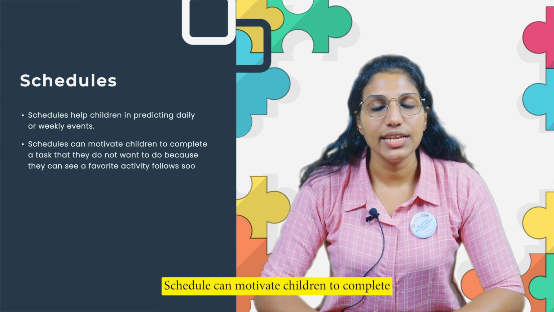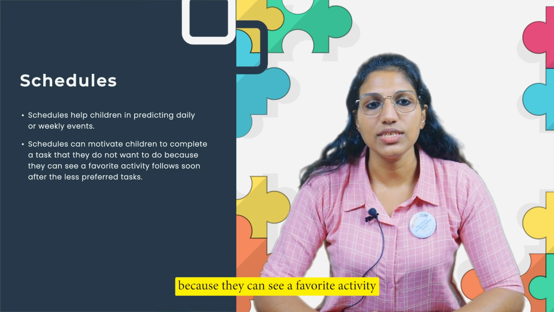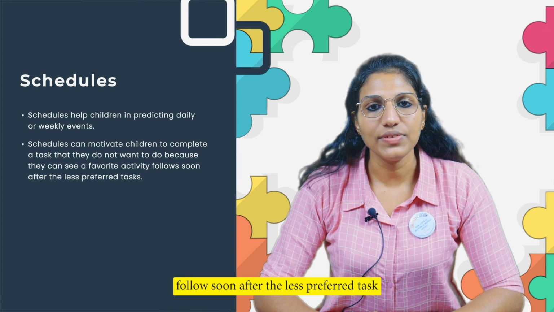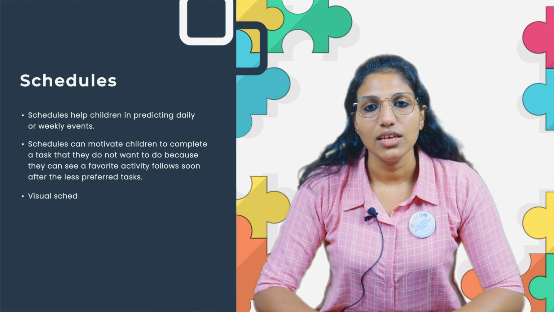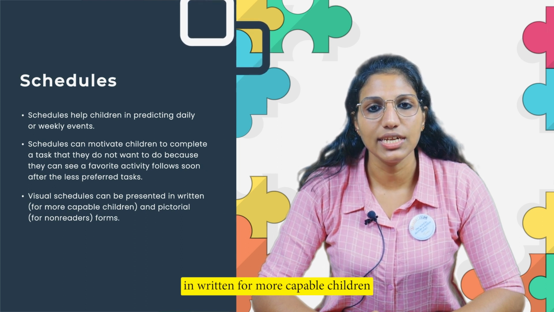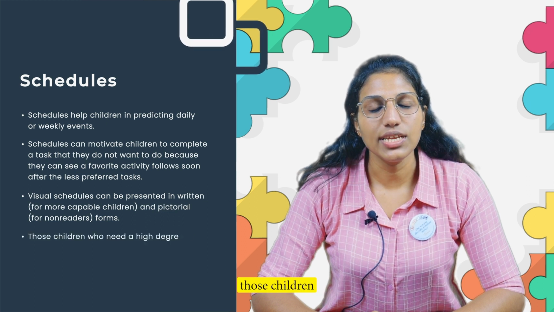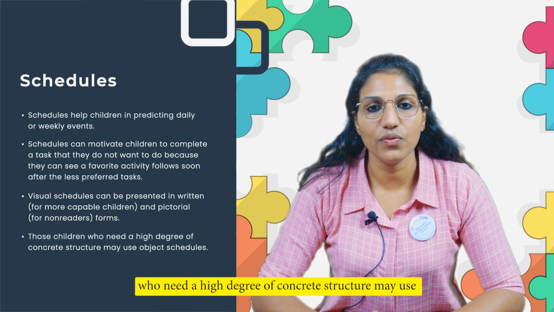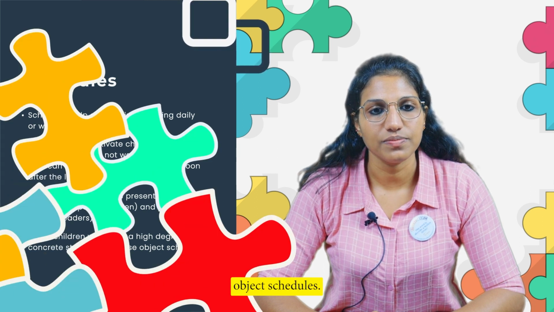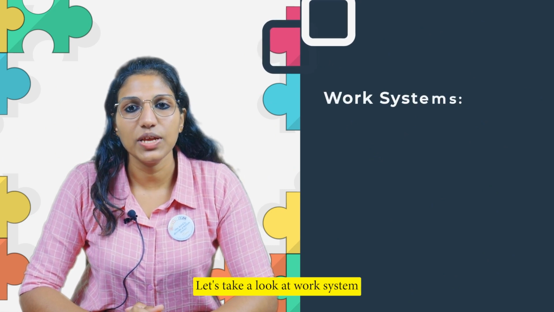Schedules can motivate children to complete a task that they do not want to do because they can see a favorite activity follow soon after the less preferred tasks. Visual schedules can be presented in written form for more capable children and pictorial form for non-readers. Those children who need a high degree of concrete structure may use object schedules. So we discussed physical structure and schedule. Let's take a look at work system.